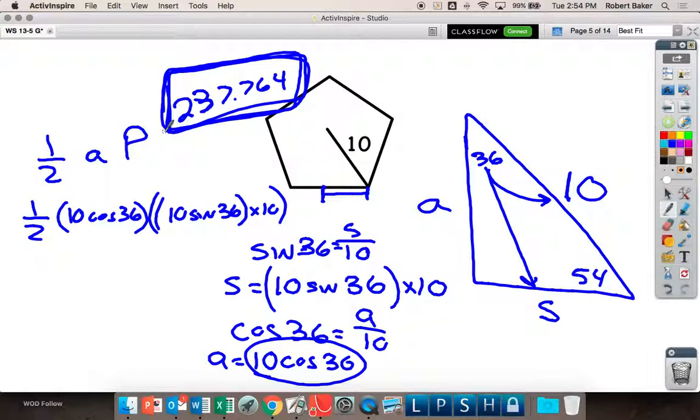What is every polygon made of? Triangles. Every single polygon is made of triangles. Every single regular polygon is made of equal triangles. So there is this shortcut created using trig to find the area of a triangle. How many congruent triangles are in a pentagon? 5. So you find the area of one triangle, you can multiply it by 5 and you have the area of the whole pentagon.